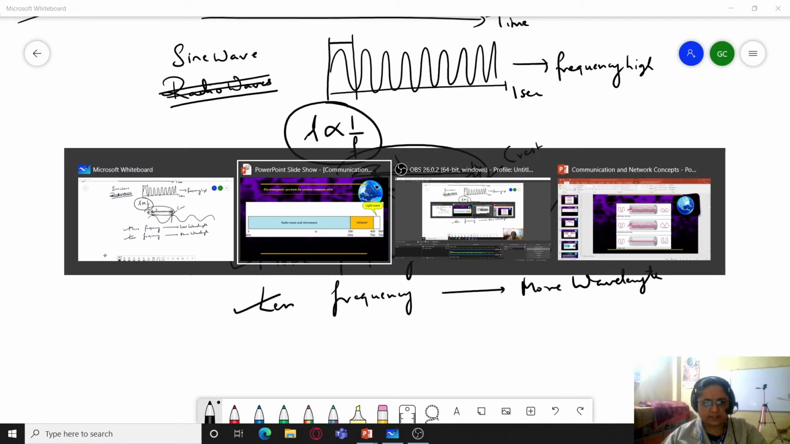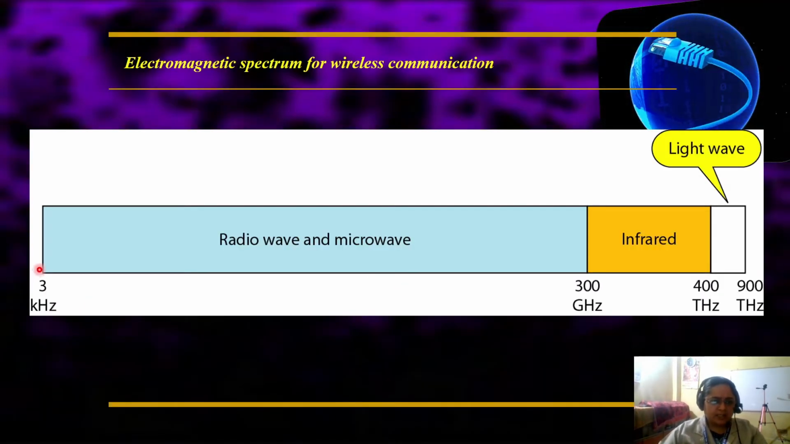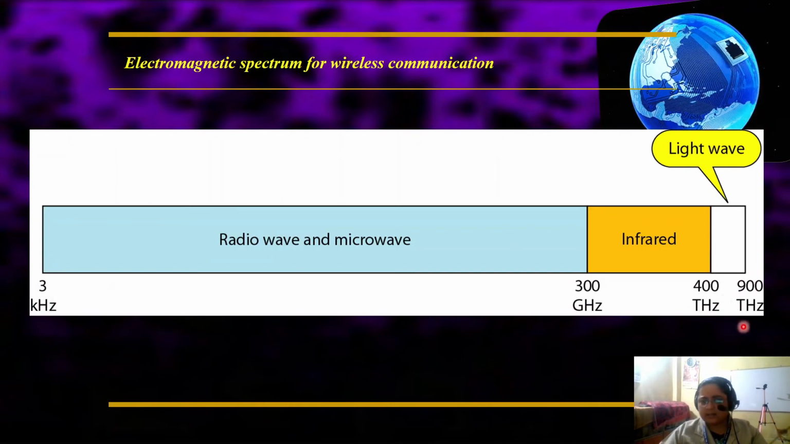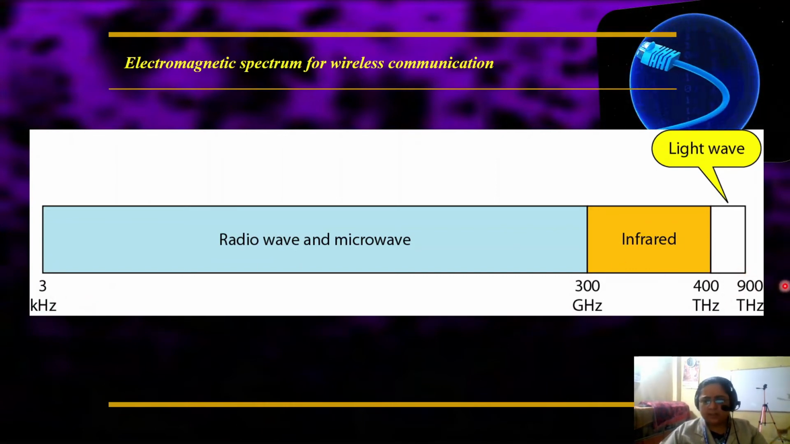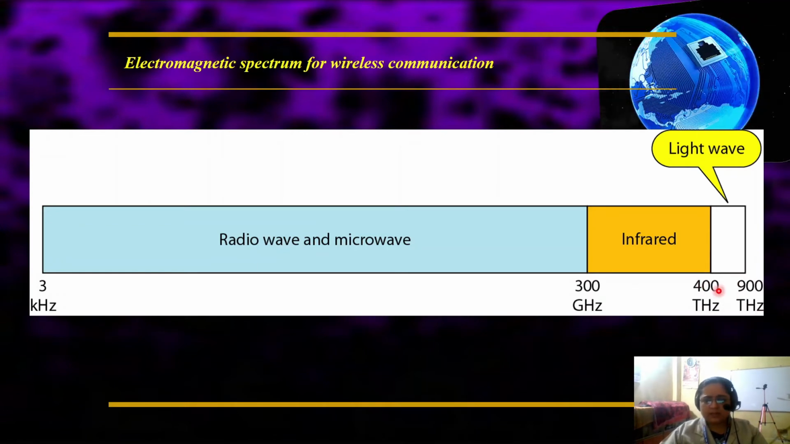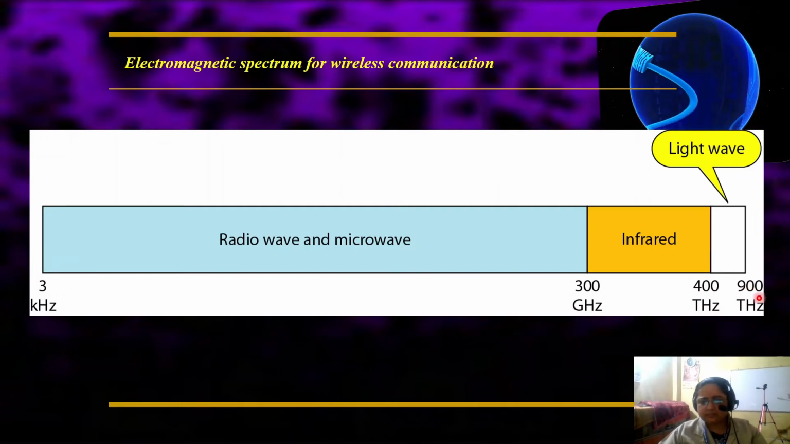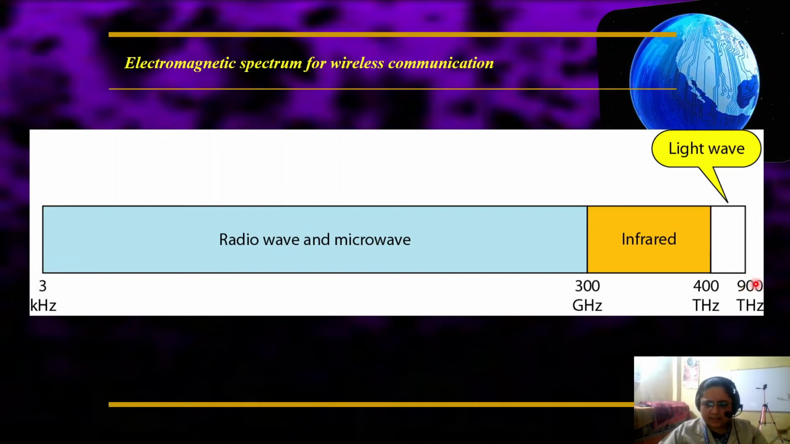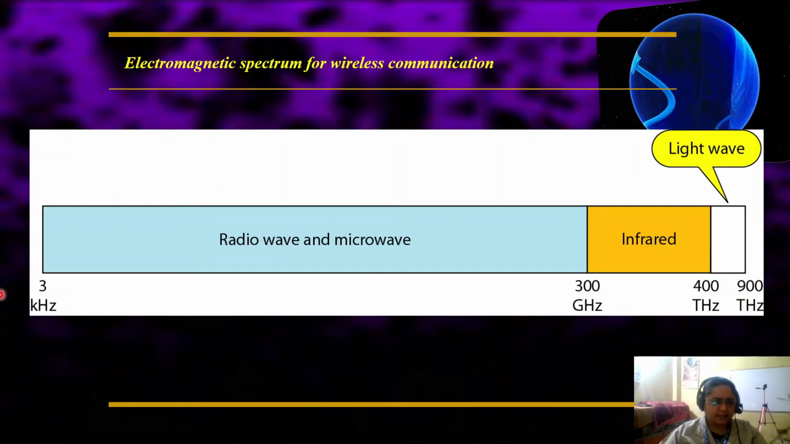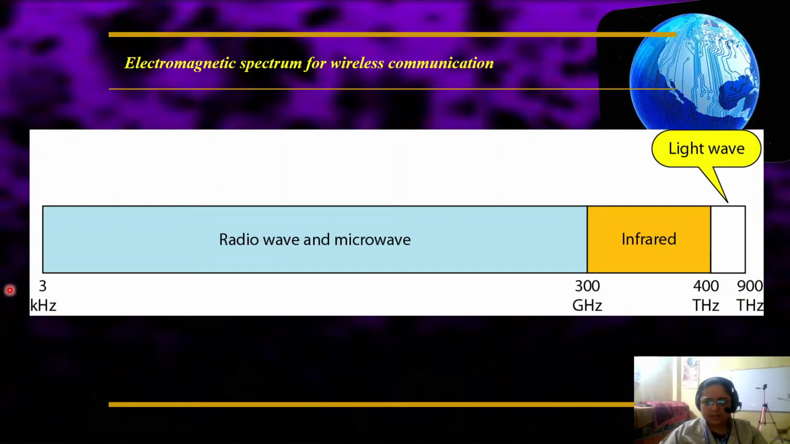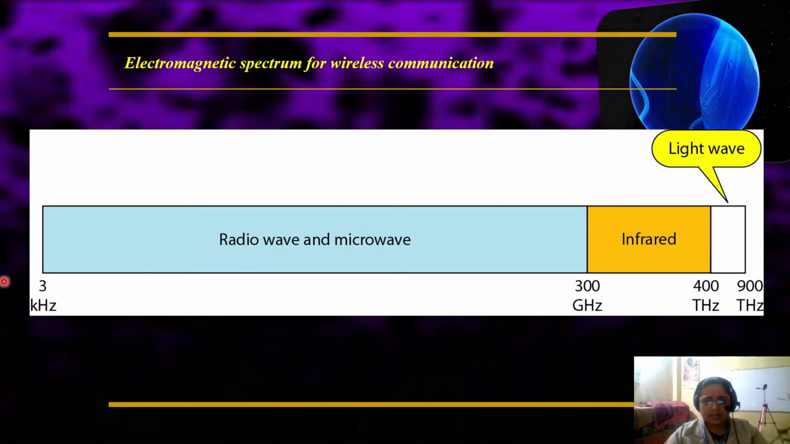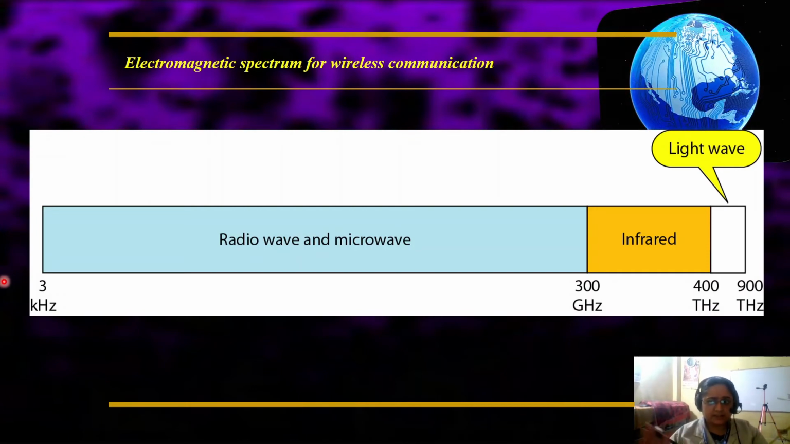Here we can see that towards this area, this is 3 kilohertz and this is 900 terahertz. So the frequency is more towards this side, that is towards the light wave. At this point, you can say that the wavelength is less, whereas here the wavelength is more, right? Although radio waves also travel at the speed of light, we know that traveling is different and wavelength is something different.